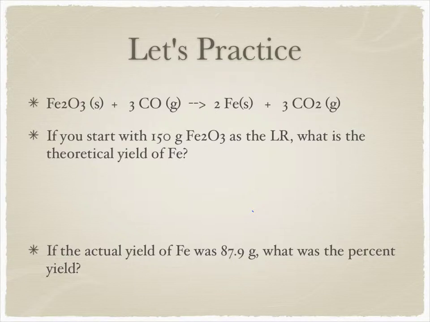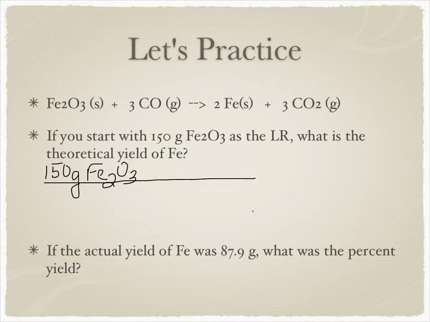Time to practice. So here's our balanced equation. Fe2O3 plus 3CO yields 2Fe plus 3CO2. We're going to start with 150 grams of Fe2O3, and we're going to convert that to grams of iron. And they're telling us that Fe2O3 is the limiting reactant, so we don't have to worry about calculating that part. So we're going to change grams to moles by dividing by the molar mass of Fe2O3. And then we're going to multiply by the molar ratio.